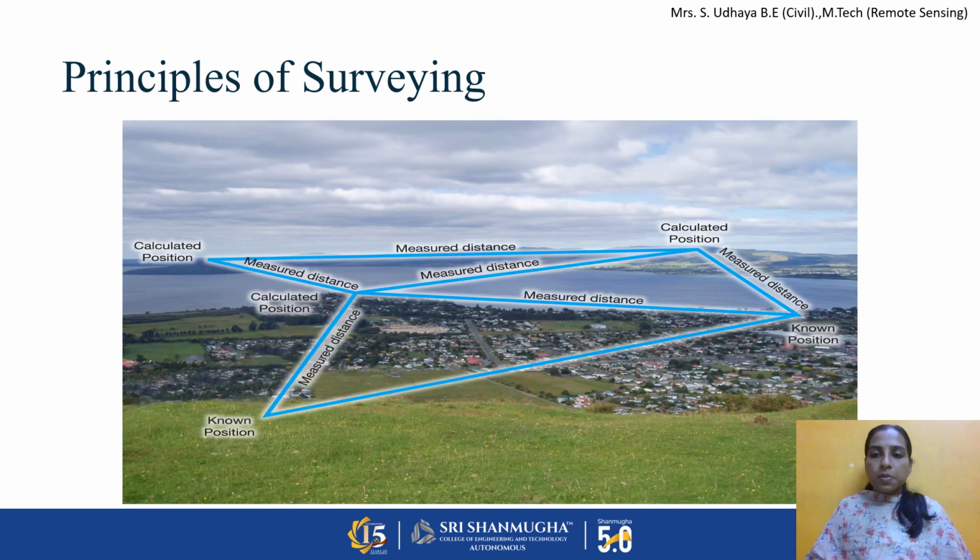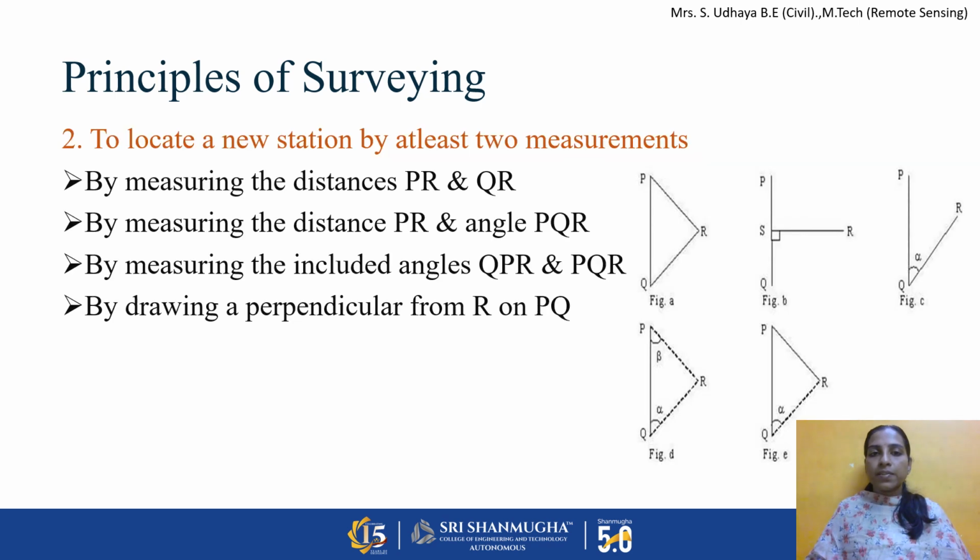So here you will be able to see the total area divided into a number of triangles. That triangle should particularly be a well conditioned triangle. A well conditioned triangle is one in which no angle is less than 30 degrees or greater than 120 degrees. That is a well conditioned triangle.